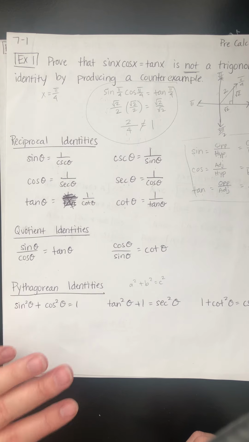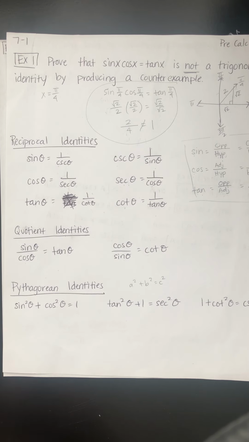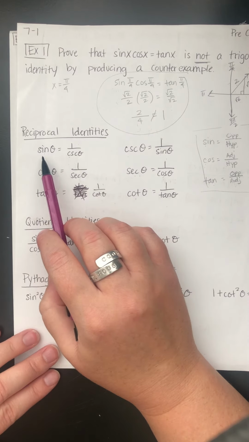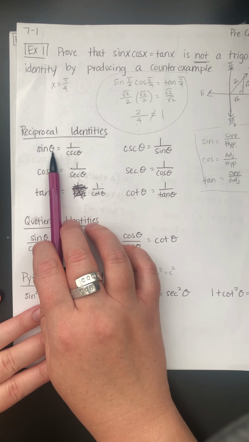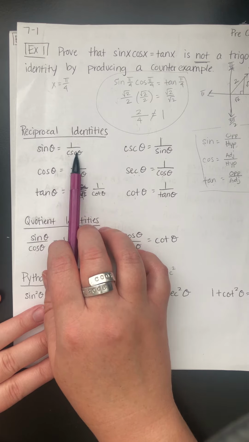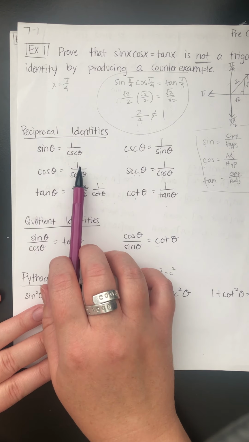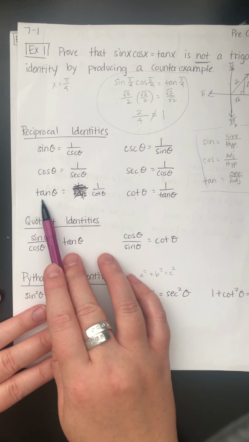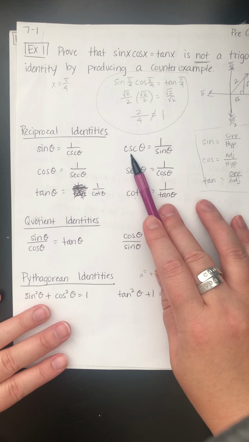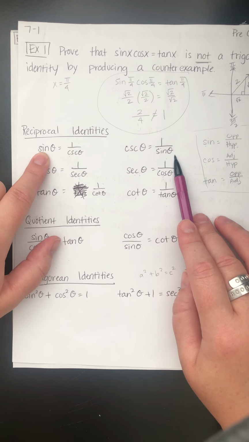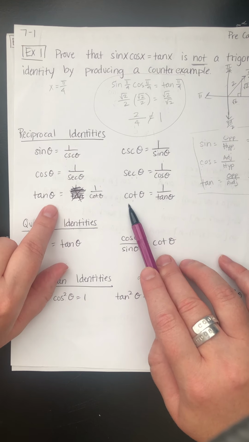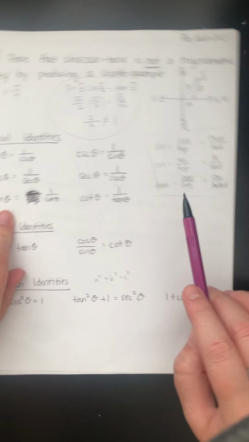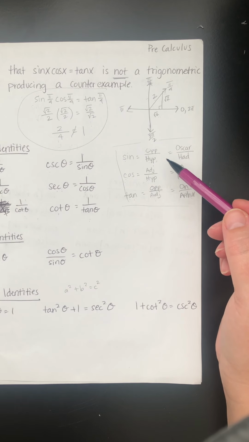So now I'm going to show you some reciprocal identities. Reciprocal means if you just flip it over, what do you get? Sine of theta is the reciprocal of 1 over cosecant. Cosine reciprocal is 1 over secant. The reciprocal of tangent is 1 over cotangent. Reciprocal of cosecant is 1 over sine. The reciprocal of secant is 1 over cosine. Again, I wrote this down over here for you.